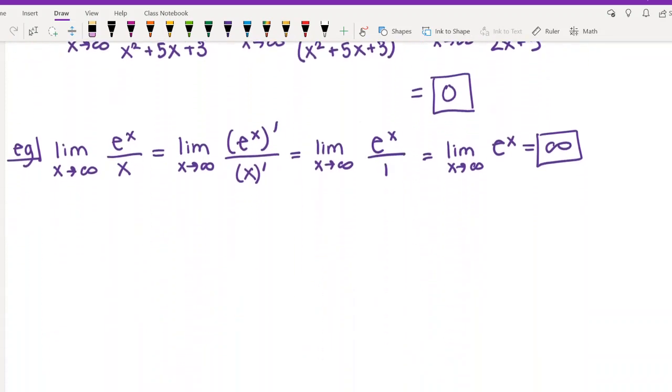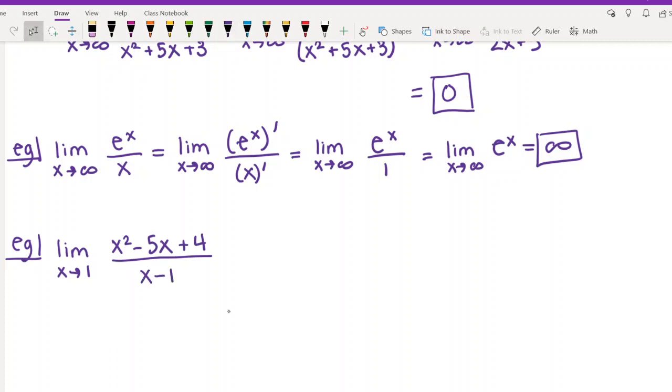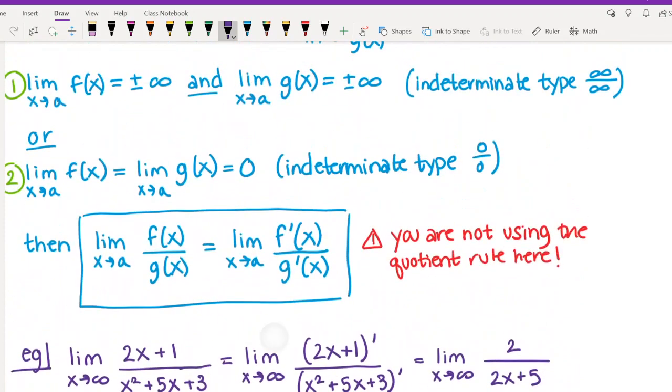I want to do a couple more examples. Let's do the other one from the beginning of the video, which I find kind of interesting: the limit as x approaches 1 of (x squared minus 5x plus 4) over (x minus 1). We did this one in the beginning of the video by factoring and canceling, but we can also do it using L'Hopital's rule, because the numerator is going to 0 and the denominator is also going to 0. That is situation 2, where you're allowed to use L'Hopital's rule.